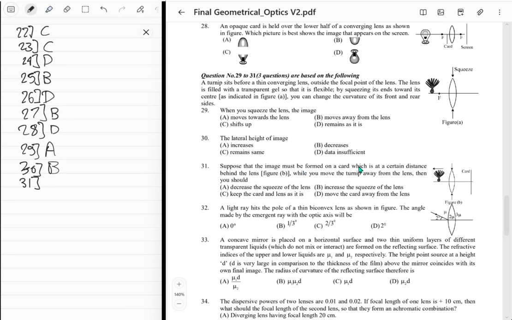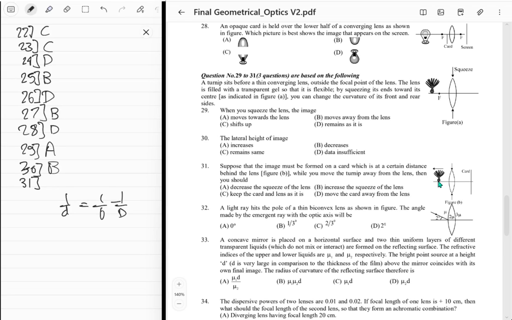Suppose that the image must be formed on a card which is a certain distance behind the lens. While you move the turnip away from the lens, then you should... Okay, so you're moving it away, such that the image still forms over here. So we know that in this case, 1 upon V is constant, and the focal length is varying. So 1 upon V is equal to negative 1 upon U plus 1 upon F, where U is negative in any case. Say from here to here it's capital D, from here to here it's small d. So 1 upon D is equal to negative 1 upon capital D, and then the focal length, which is changing.